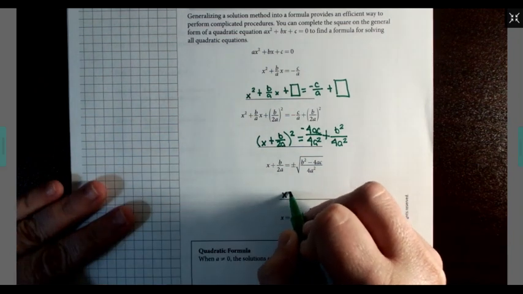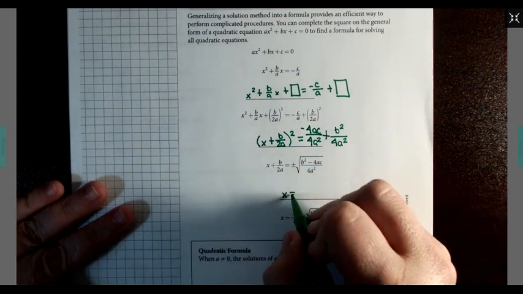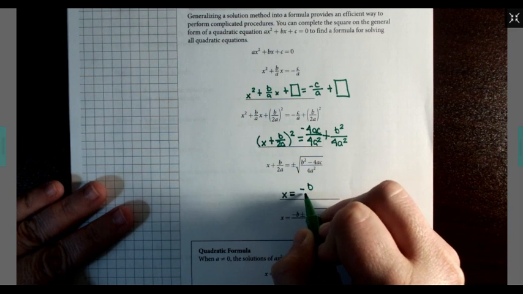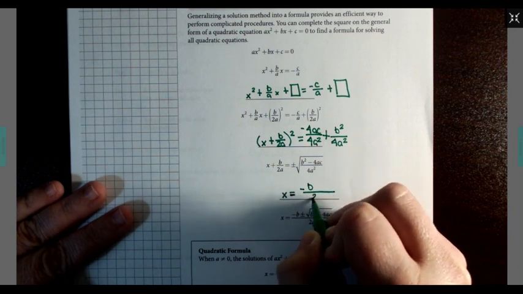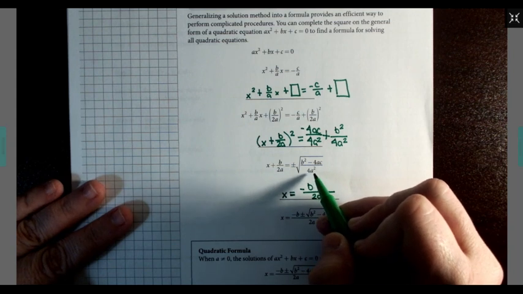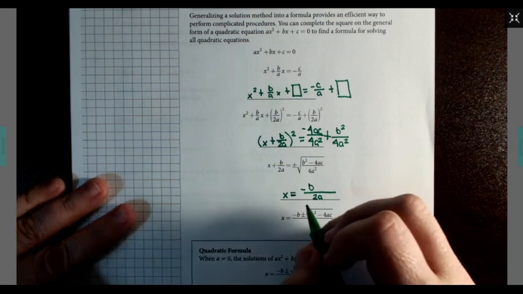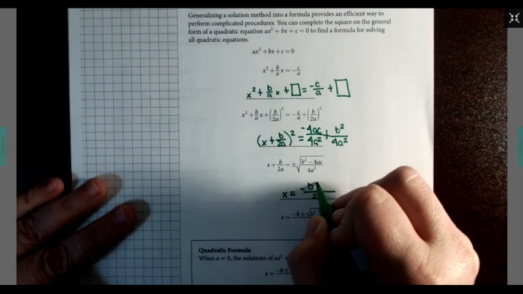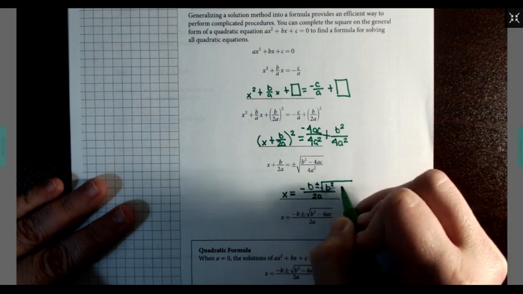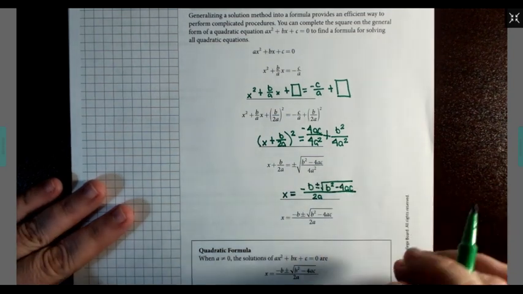Now what we're going to do is we're going to move b over 2a to the other side of the equation. So we're going to say negative b over 2a. Well, this square root would be 2a. And on the top, we would have to leave this as plus or minus the square root of b squared minus 4ac. None of that can come out.